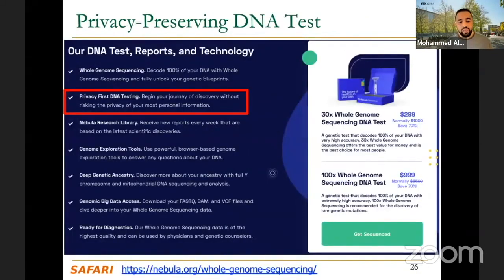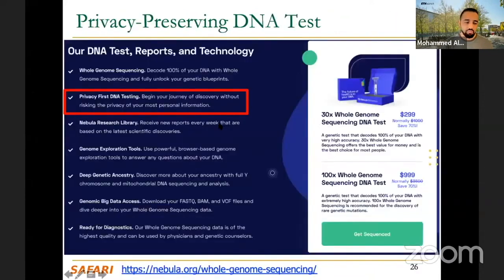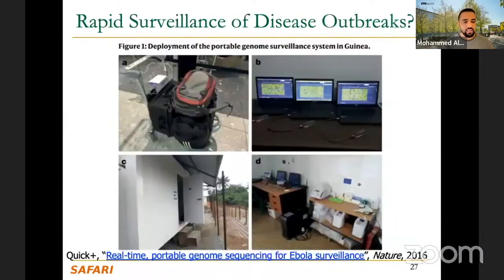So that's why commercial products start to consider privacy-preserving tests. Here they promise you that they will preserve the privacy of your DNA, even if you are sending the full sample to the company. Of course, I cannot comment on this. We really need to have a third-party or unbiased analysis to investigate this.